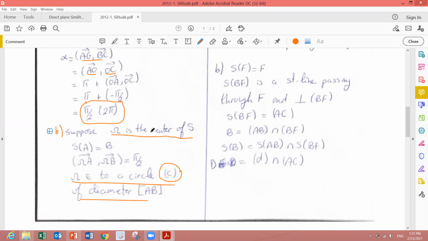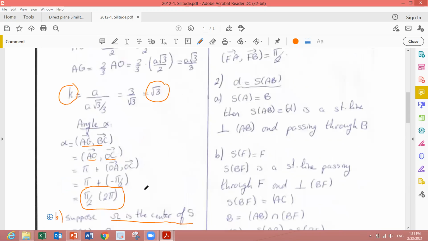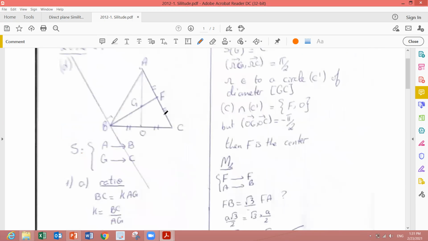So if omega is the center, I don't want the ratio. Omega belongs to the circle C of diameter AB. This is the circle of diameter AB. It passes by A, B, and O.